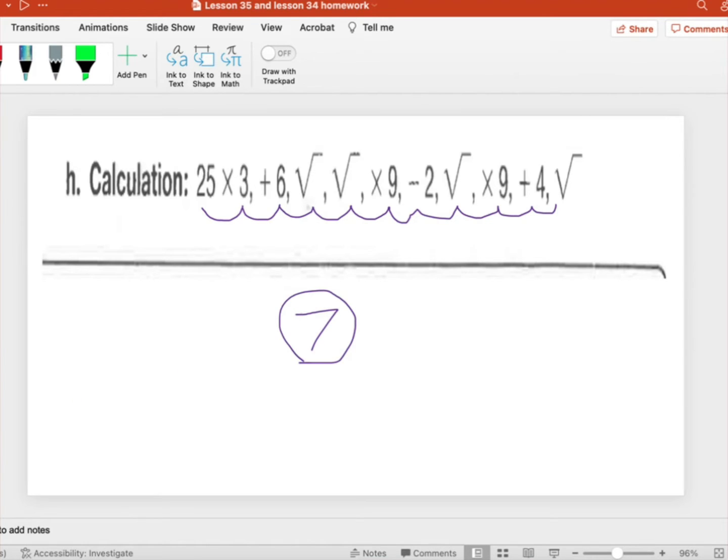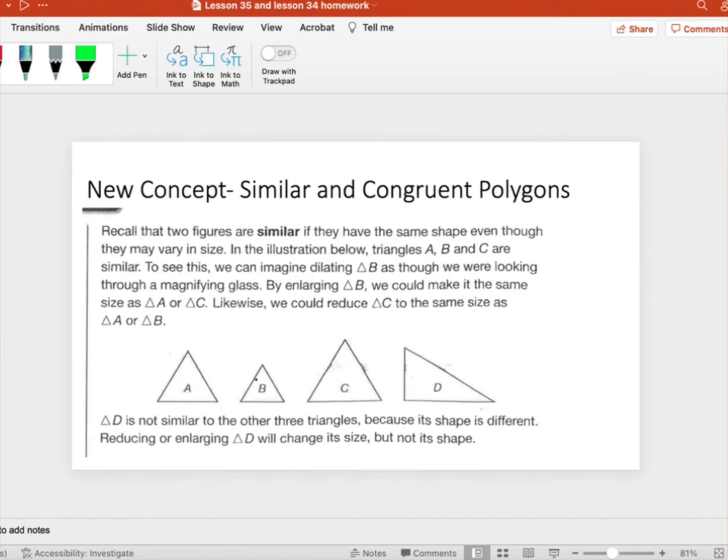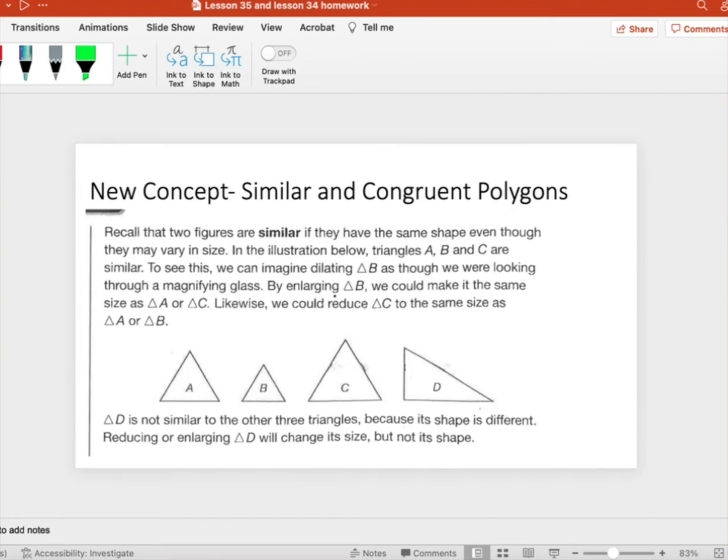That is fun. Okay, so here we're working on our new concept, which is all about similar and congruent polygons. Recall that two figures are similar if they have the same shape, even though they may vary in size. In the illustration below, triangles A, B, and C are similar. Okay, similar meaning they have the same shape. To see this, we can imagine dilating triangle B. Dilating would mean making it bigger. Okay, dilating triangle B as though we were looking through a magnifying glass.